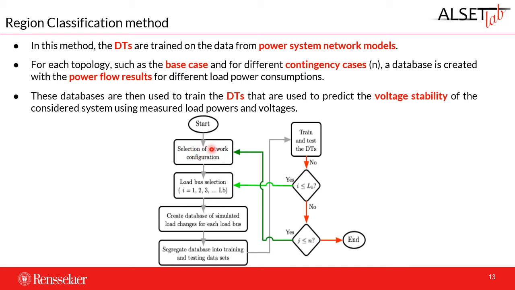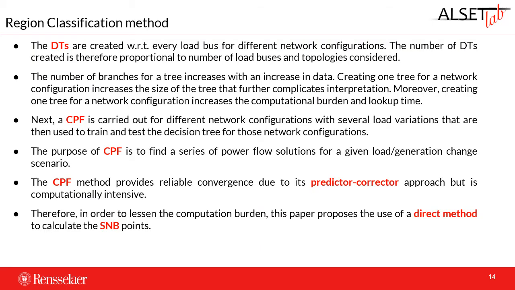We select the network configuration. We select a specific load bus. We simulate all of the load changes for each load bus. We segregate the database into training and testing data sets, and then we train and test the decision trees. In this method, we train all the decision trees with respect to every load bus for each network configuration. So the number of decision trees obtained is going to be proportional to the number of load buses and topologies considered.